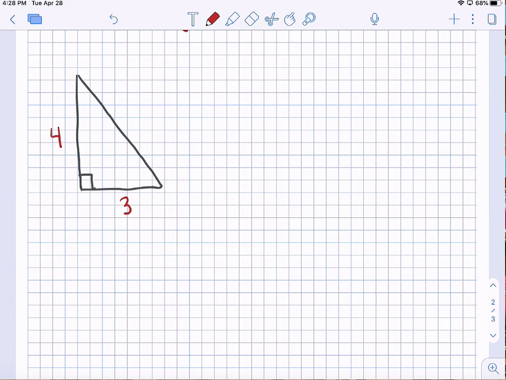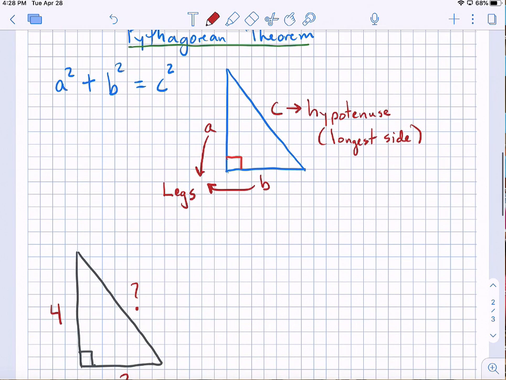That's supposed to be a question mark. There we go. So let's find this side length. Okay, so when we're doing this, the biggest and most important thing in this a squared plus b squared equals c squared equation, again, is to go back to this picture in this video.